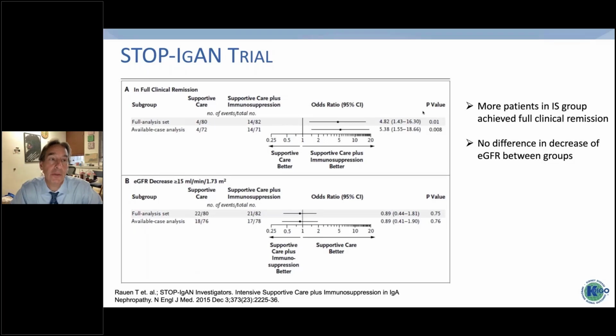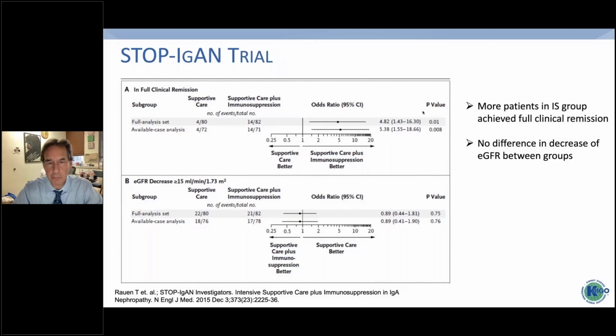However, soon after that, we saw the results of the STOP-IgAN trial, a well-powered, randomized controlled study of patients with significant proteinuria, more than 750 milligrams per day, with preserved kidney function, who after 6 months of optimized supportive care still had substantial proteinuria, and then were subjected to immunosuppressive therapy with either corticosteroids or combined immunosuppression for at least 6 months. And as was shown, there was a significant outcome where more patients achieved full control of their proteinuria or full clinical remission in the upper panel. So there was a substantial antiproteinuric effect, but in the initial analysis, there was no improvement in kidney outcomes, so no difference in eGFR decreases greater than 15 mils per minute.